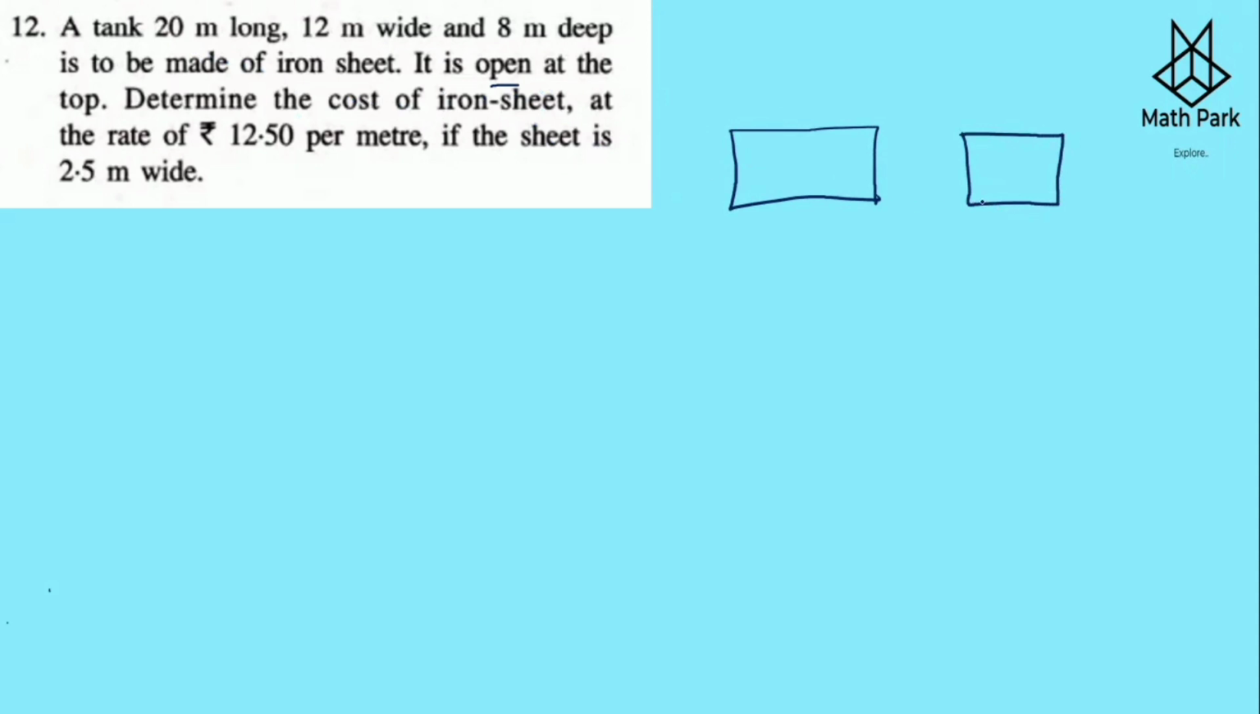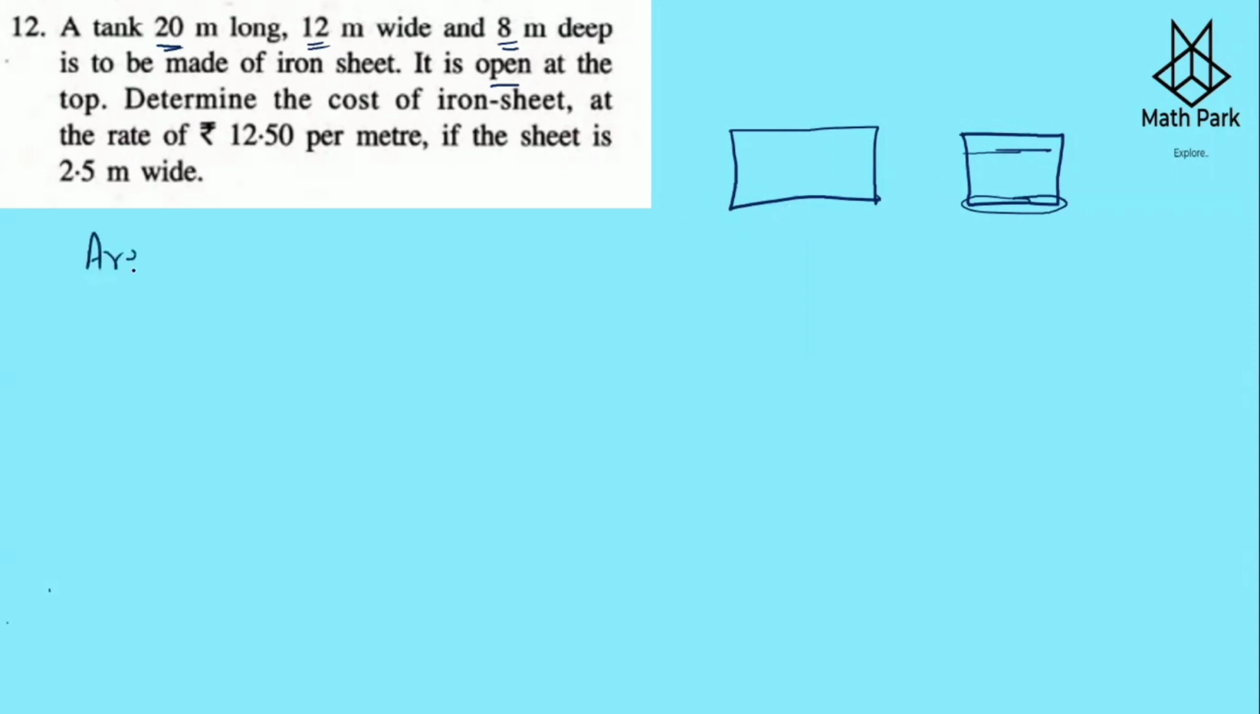The length of the tank is 20 meters, the breadth is 12 meters, and the height is 8 meters. It is open from the top. So since it is open from the top, we are going to find the area of 4 walls, and the area of the bottom will be included. And this area of the sheet is equivalent to the surface area of the tank.